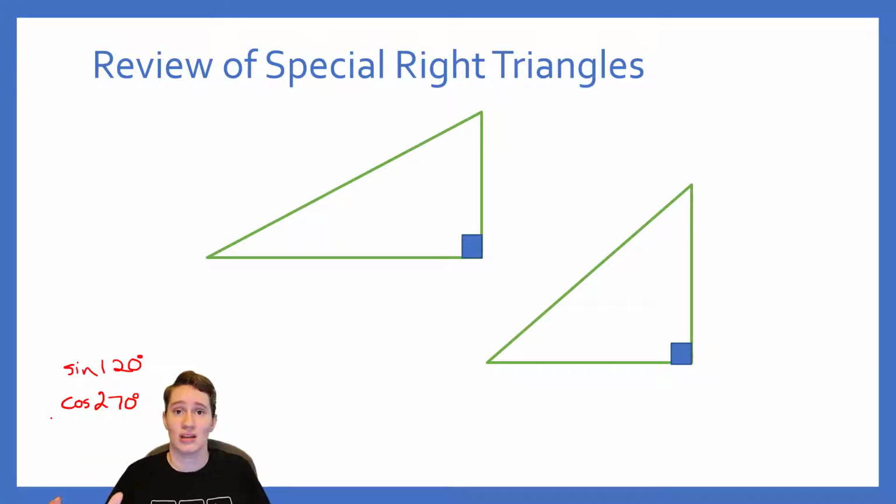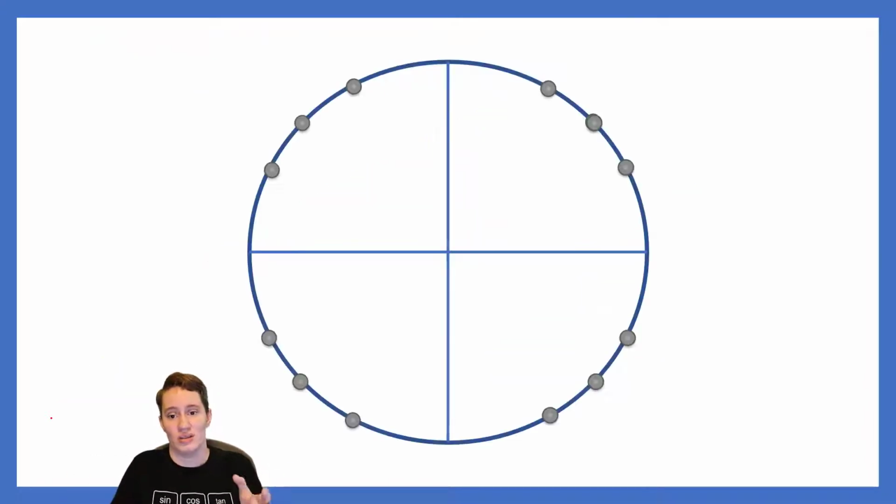Now I'm going to show you how we get the unit circle. The unit circle is a circle with a radius of 1 unit. I'll go ahead and show it. This is what a unit circle might look like. We want to take our special right triangles and put them on a circle like this so that we can just look at values around the outside to answer questions like sine of 120, cosine of 270, whatever it might be.